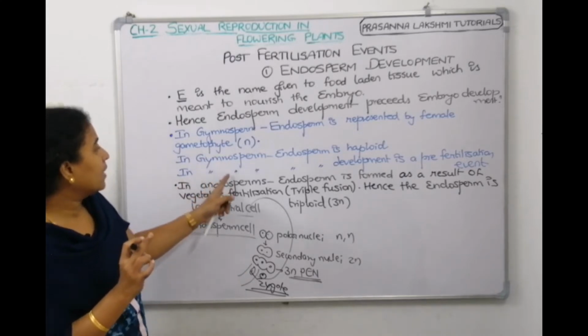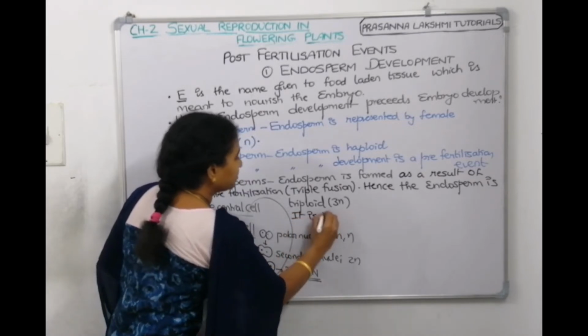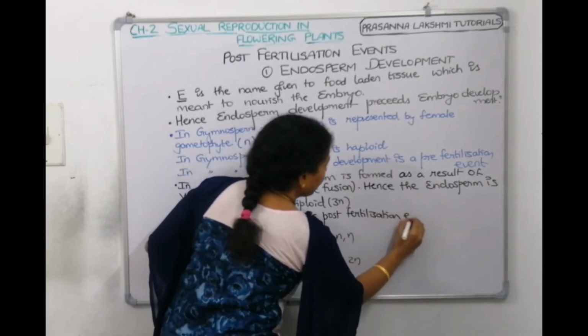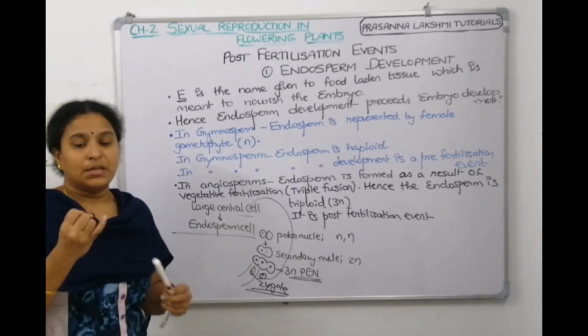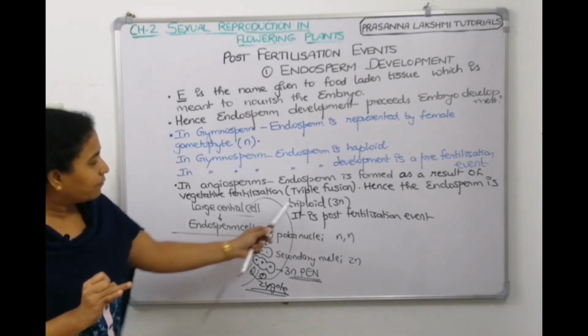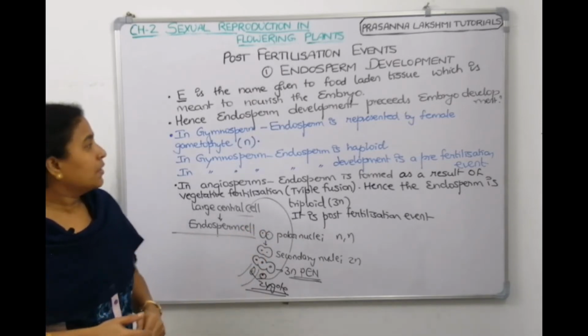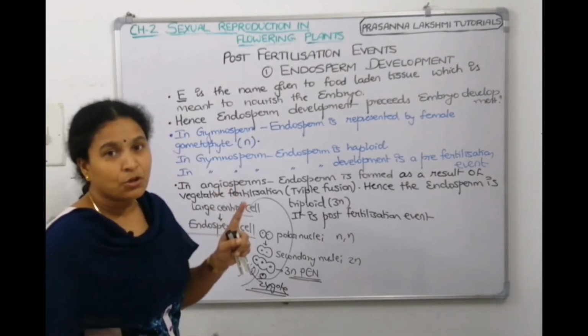In gymnosperms, what did we tell? It is a pre-fertilization event. So I am writing here, it is a post-fertilization event in angiosperms. The second difference is it is triploid, and the other one is it acts as a nutritive tissue. Understood? Take a screenshot fast. Right? Now, hope you understood what is endosperm.